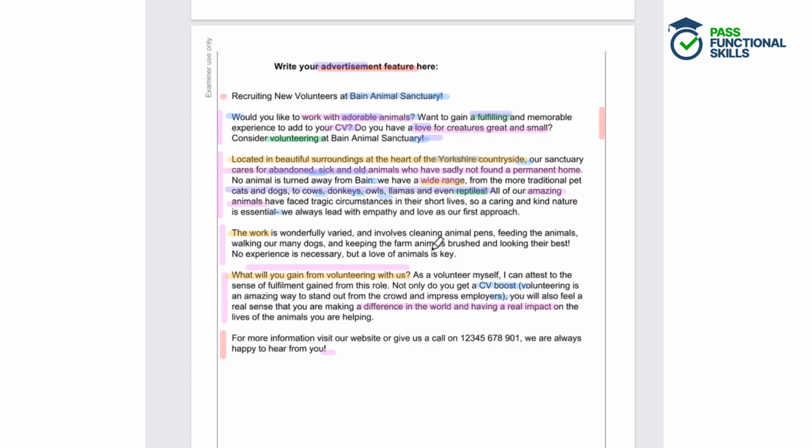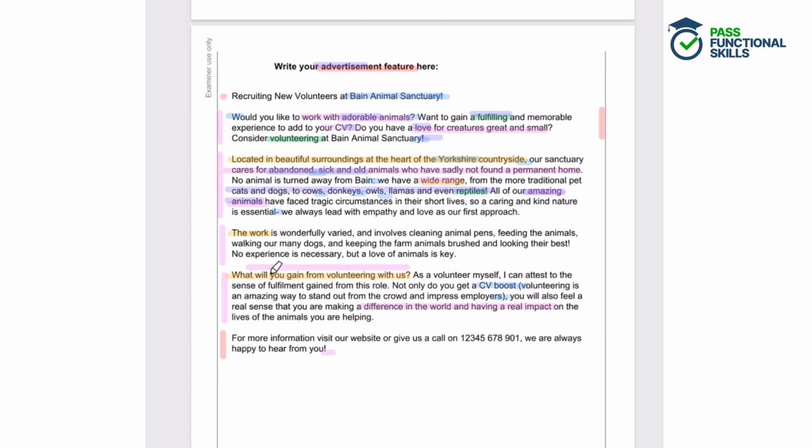We also have some alliteration. So we have amazing animals, and that is persuasive as well. It's more memorable to the reader when they read that. Amazing animals, it just sounds really appealing. So we've got positive adjectives throughout, and we've also got direct address in the answer.